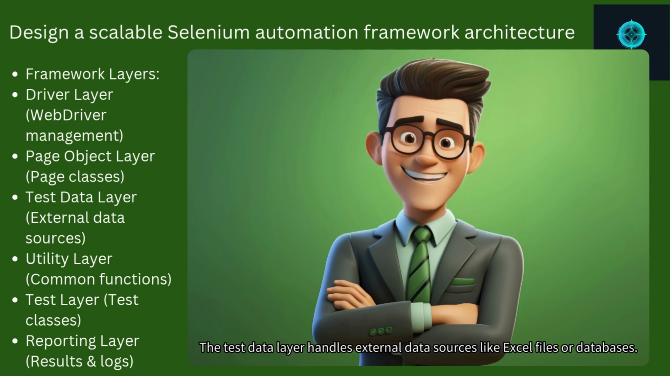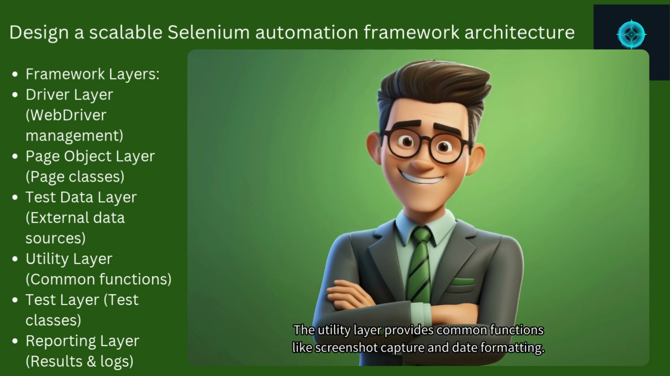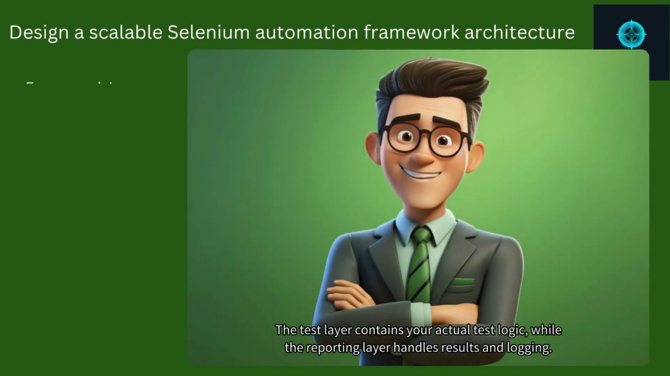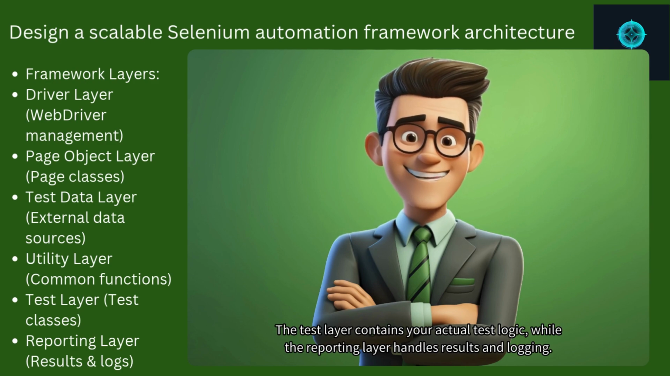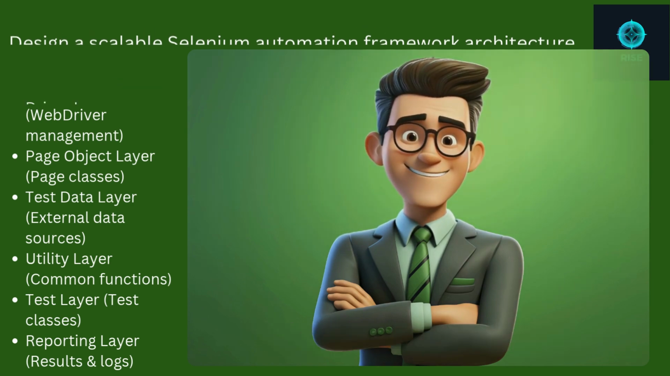The test data layer handles external data sources like Excel files or databases. The utility layer provides common functions like screenshot capture and date formatting. The test layer contains your actual test logic, while the reporting layer handles results and logging. This layered approach ensures separation of concerns, making your framework maintainable and testable.